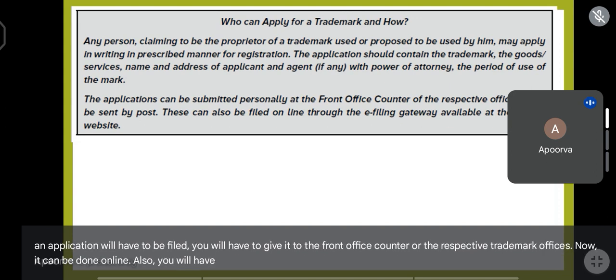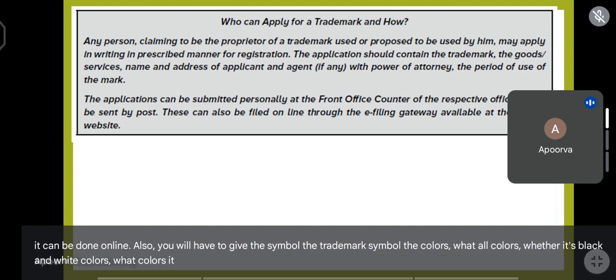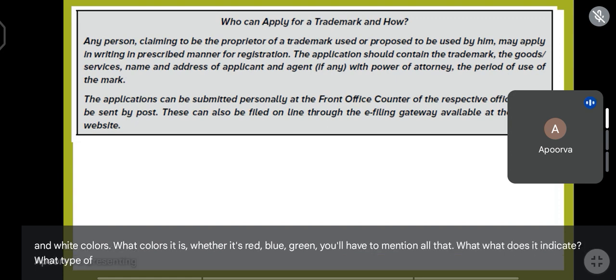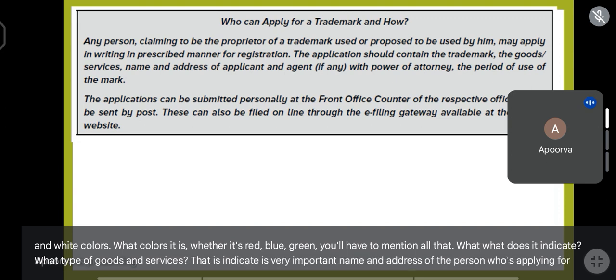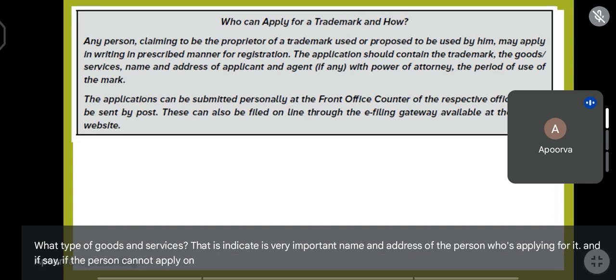You will have to give the trademark symbol and the colors, whether it's black and white, or red, blue, green, you'll have to mention all that. What it indicates, what type of goods and services, is very important. Also the name and address of the person who's applying for it. And if the person cannot apply himself, he appoints an agent. So that will also have to be mentioned.